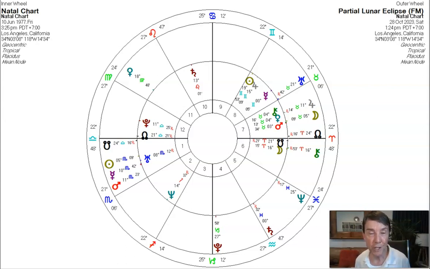Now, Venus is in its own sign. It's the goddess of love in its own sign. And so, again, we have a part of her chart that's very, very beautiful.